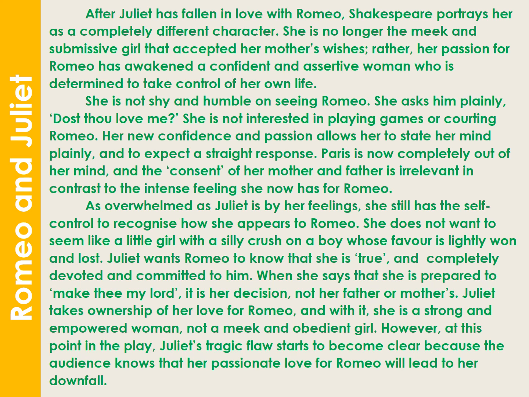As overwhelmed as Juliet is by her feelings, she still has the self-control to recognize how she appears to Romeo. She does not want to seem like a little girl with a silly crush on a boy whose favor is lightly won and lost. Juliet wants Romeo to know that she is true and completely devoted and committed to him. When she says that she is prepared to make thee my lord, it is her decision, not her father's or mother's. Juliet takes ownership of her love for Romeo, and with it, she is a strong and empowered woman, not a meek and obedient girl. However, at this point in the play, Juliet's tragic flaw starts to become clear because the audience knows that her passionate love for Romeo will lead to her downfall.